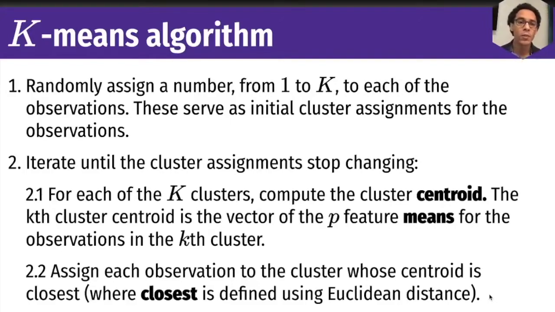The k-means algorithm can be summarized in these two steps. The first step is to randomly assign a number from 1 to k to each of your observations. And the second step is an iterative procedure. We iterate until the cluster assignment stops changing based on two properties. For each of the groups, we compute the cluster centroid, and the kth cluster centroid is the vector of p feature means for the observations in that cluster. After that, we reassign each observation to the cluster whose centroid is closest to it, where closest in this case is defined using the Euclidean distance.